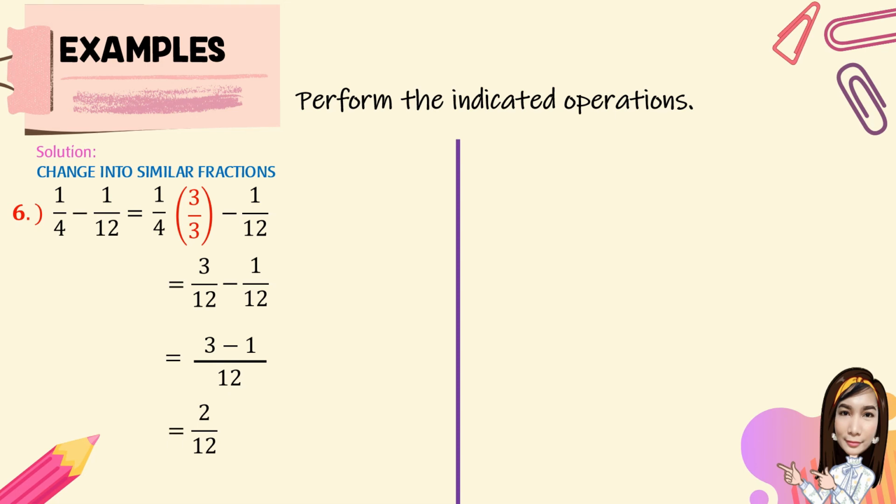Then simplify or reduce to its lowest if possible, so we can divide both numerator and denominator with the greatest common factor, which is 2. So 2 divided by 2 is equal to 1. 12 divided by 2 is equal to 6. So the lowest term is 1 over 6 or 1/6.